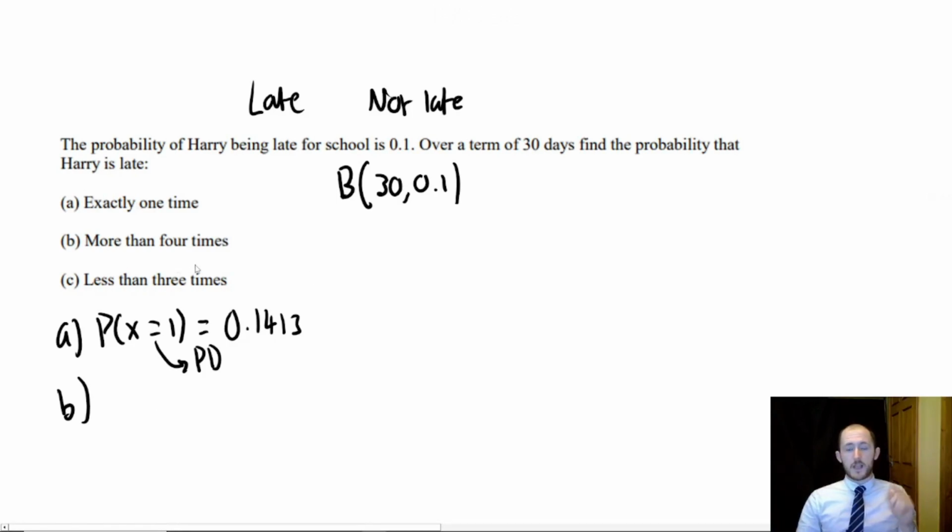So more than 4 times. So this is actually quite interesting. What they're looking for is the probability that x is greater than 4. Okay? Now again, I told you that it only goes less than equals to. So what I like to do is I actually like to draw a little bit of a number line. So if I draw the number line, we have, let's say, 0, 1, 2, 3, 4, 5, and 6.